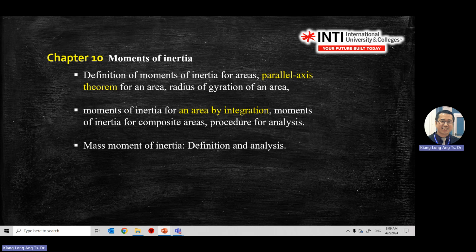Okay, if you push the object, it will continue to move or stop because of the inertia, because of the energy. So today we will do the last chapter, moment of inertia. There are two methods. We'll use the parallel axis theorem. And then, of course, you need to apply integration in the process. Okay.